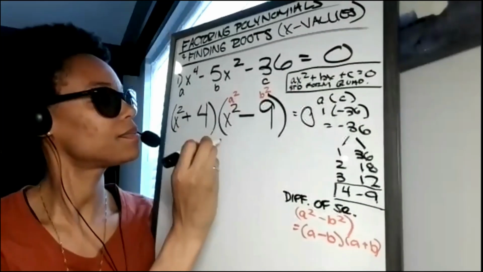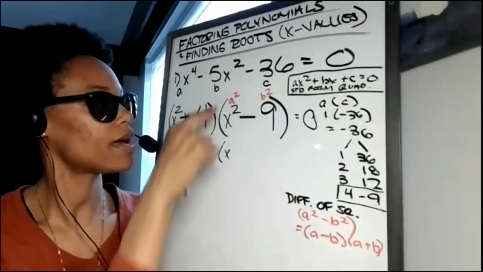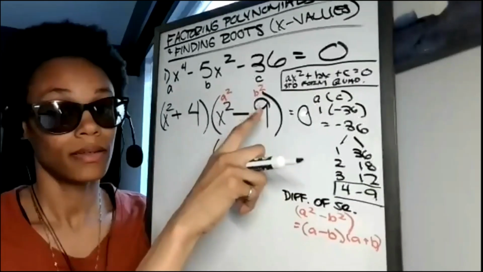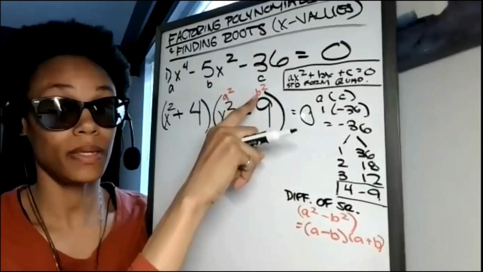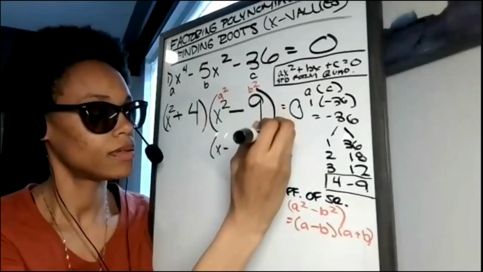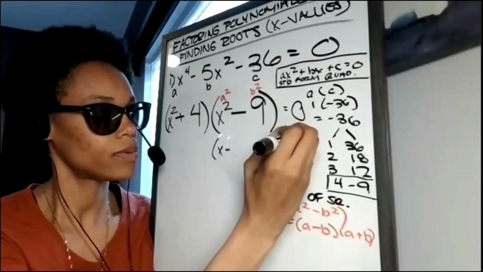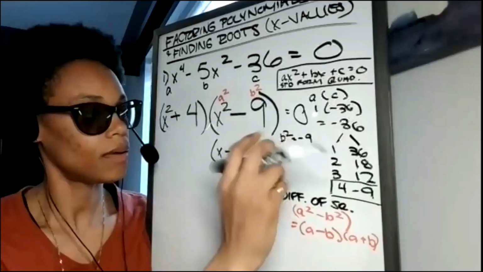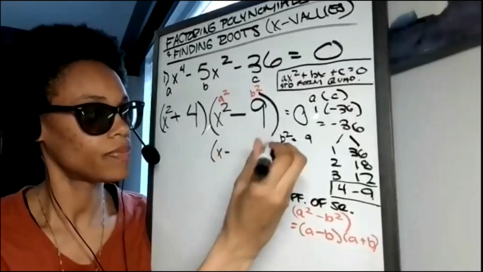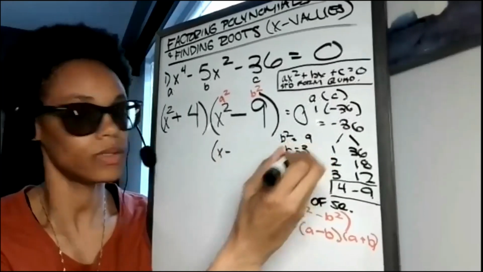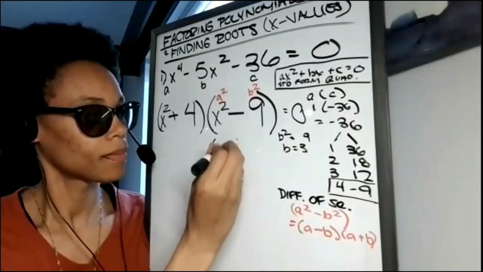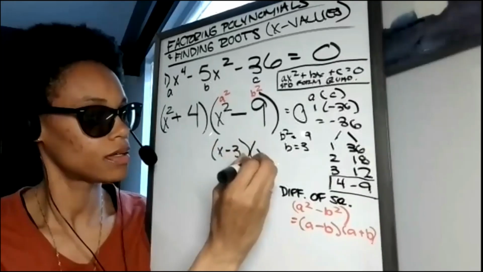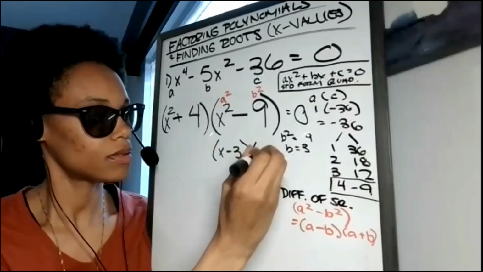So this becomes a, which is x, minus b. This is b squared. So b squared equals 9. So b equals 3. And we have a minus b, a plus b: x minus 3, x plus 3.